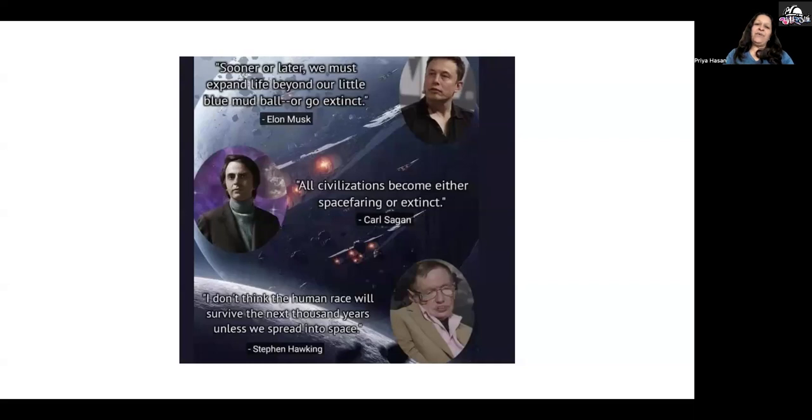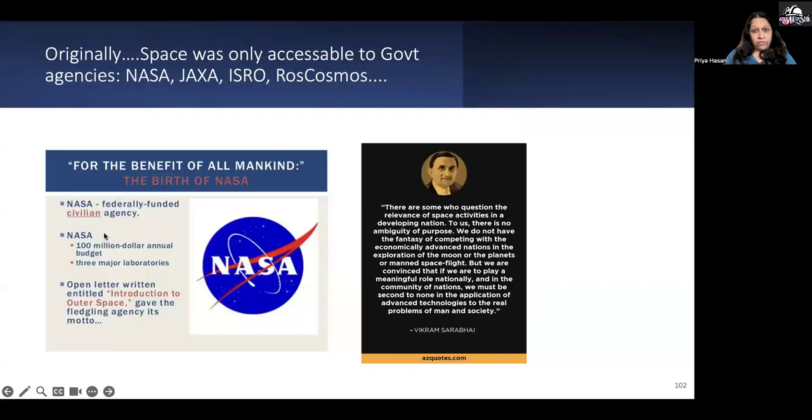Carl Sagan said all civilizations become either spacefaring or extinct. And Stephen Hawking said, I don't think the human race will survive the next 1,000 years unless we spread into space. And therefore, we are all out in space. Earlier, space was all government material, so you had only government agencies like NASA, JAXA, ISRO, Roscosmos who actually handled space, right?